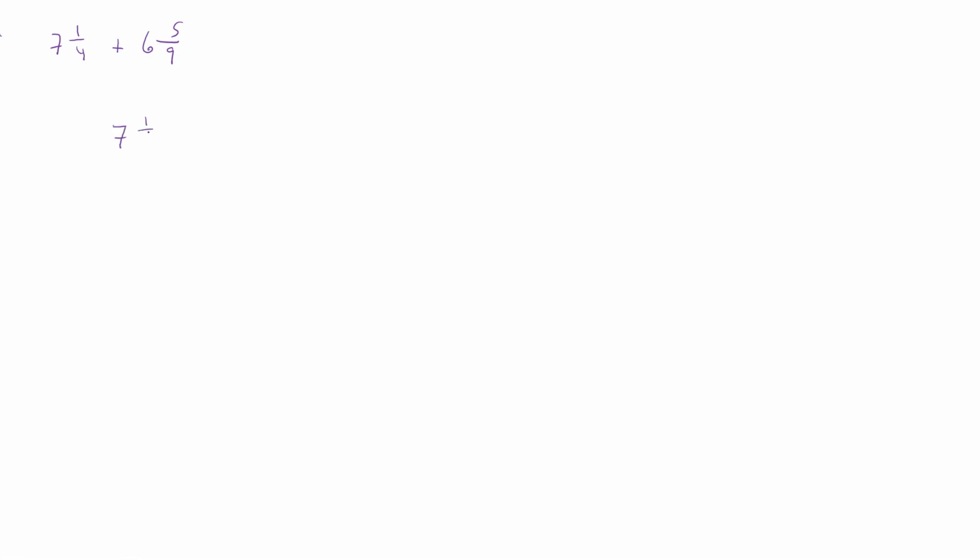So I'll take 7 1/4 plus 6 5/9. Now here I'll have to find the LCD. Well, 4 is 2 times 2, 9 is 3 times 3. So what we're going to have is just 4 times 9, which is 36. So I'm going to multiply the first one times 9 over 9, the second one times 4 over 4. So that now gives me 7 and 9 over 36 plus 6 and 20 over 36.